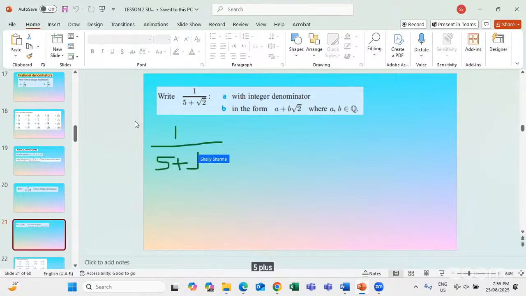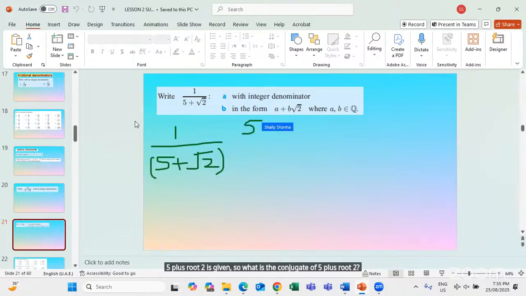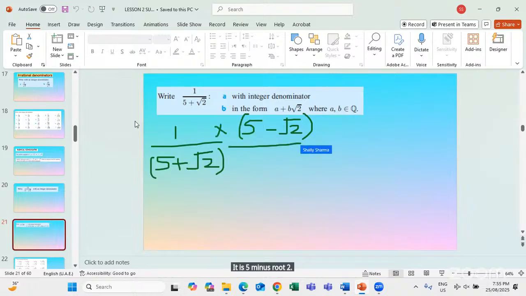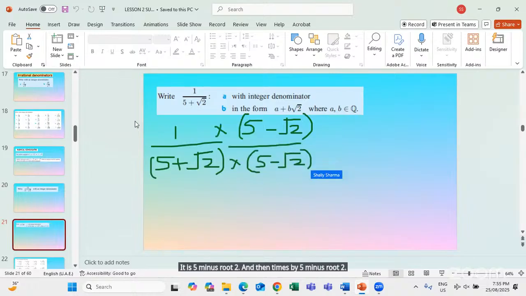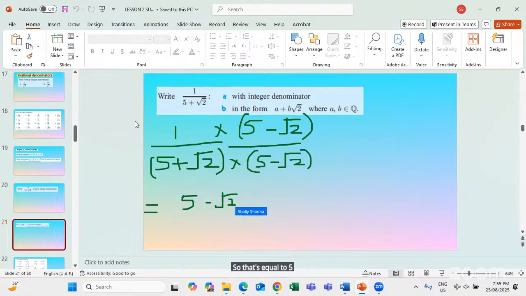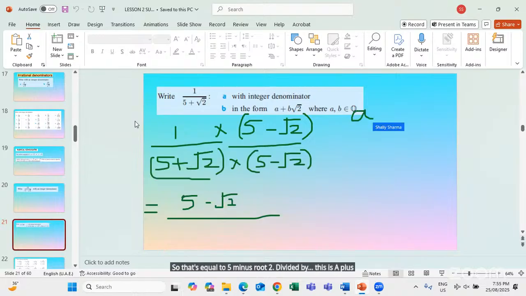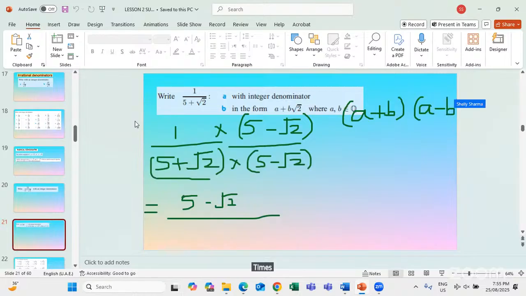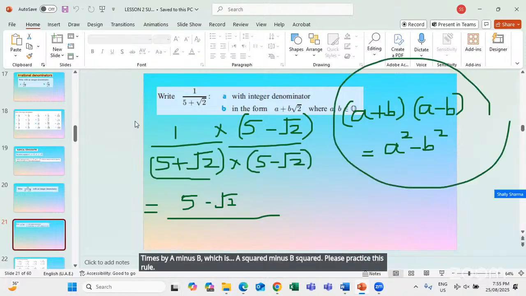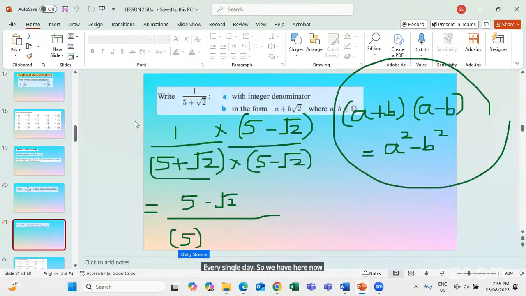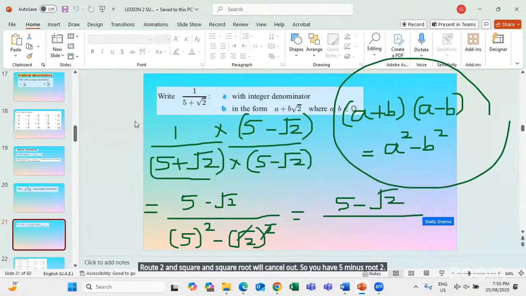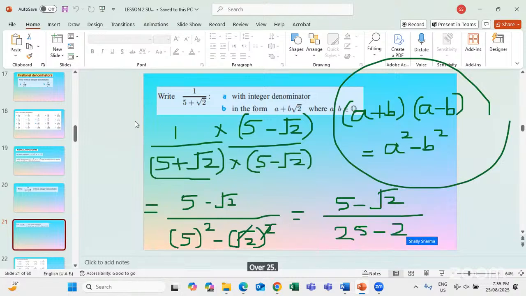5 plus root 2 is given. So what is the conjugate of 5 plus root 2? It is 5 minus root 2, and then multiply by 5 minus root 2. So that's equal to 5 minus root 2 divided by, this is a plus b times a minus b, which is a squared minus b squared. Please practice this rule every single day. So we have here now 5 squared minus root 2 squared. Square and square root will cancel out. So you have 5 minus root 2 over 25 minus 2, and that is 5 minus root 2 divided by 23.